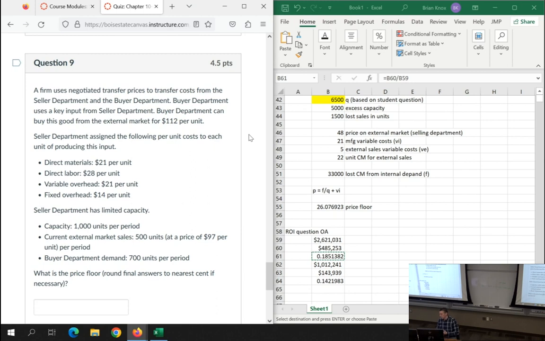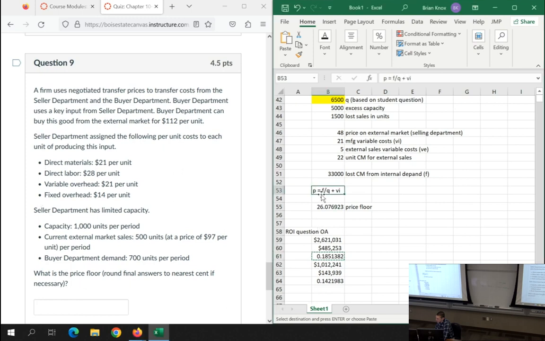All right, let's go to this one. So a firm uses negotiated transfer prices to transfer costs from the seller department to the buyer department. I literally named them seller and buyer. Buyer department uses a key input from the seller department. Buyer department can buy this good on the external market for $112 per unit. And at this point, if not before, I've checked to make sure that the question stem isn't asking for the ceiling, because if it were, I would just copy that 112 over. That's the ceiling for our negotiations. But it's not asking for the ceiling, it's asking for the floor.